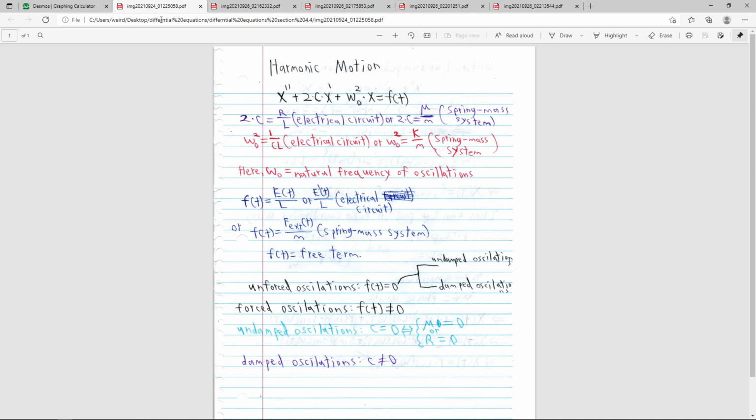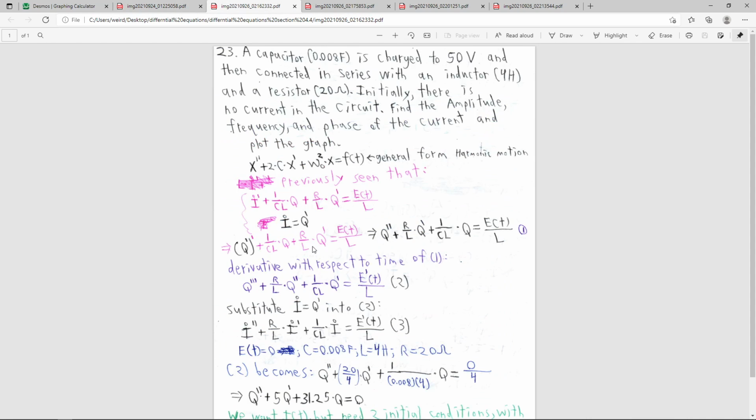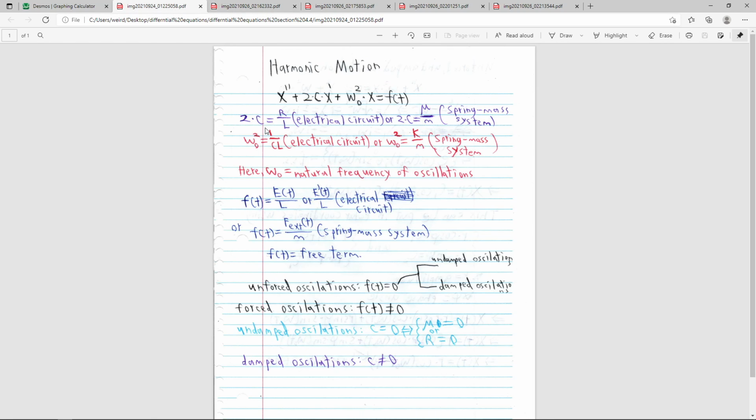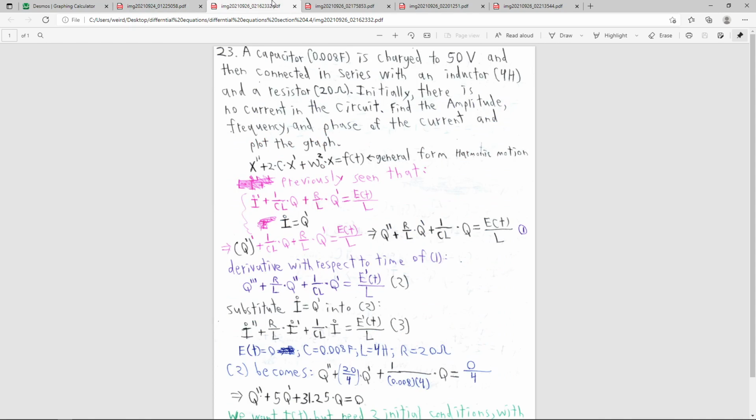And just real quick, was this all electrical circuits? I've warned you, E at t, L, or E prime at t, L is our F at t in these equations. We're not going any further, but yes, omega naught squared equals 1 divided by CL, which you saw here. 1 divided by CL, R divided by L is 2 times C. See? Same format.